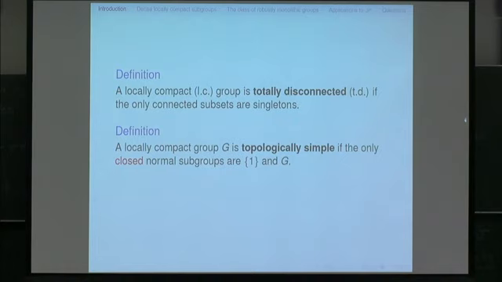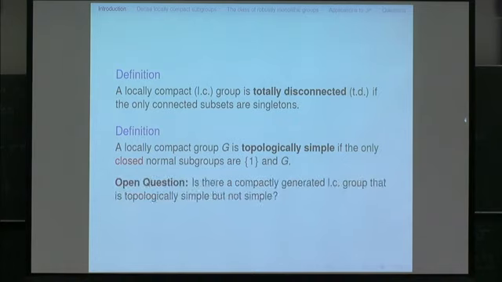The other is that we don't actually know of a compactly generated locally compact group that's topologically simple, but not simple. If I had to guess, I would say that yes, these things exist, but we don't know what they look like. And in fact, there's many restrictions now on what they could possibly look like due to work of Pierre-Emmanuel and Colin and George Willis.